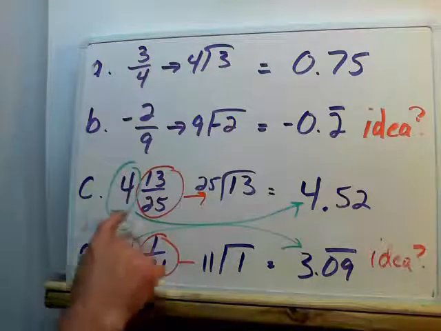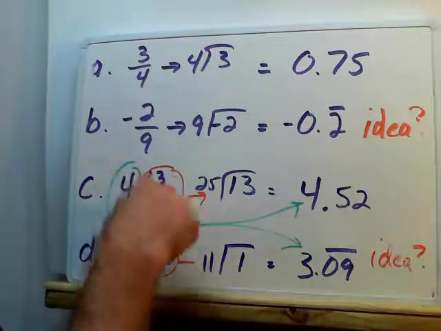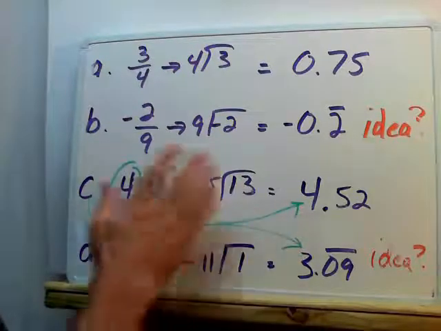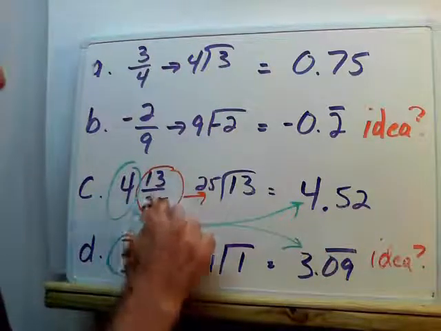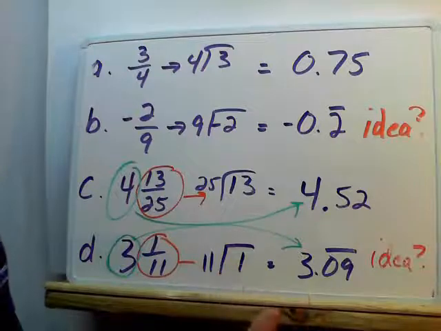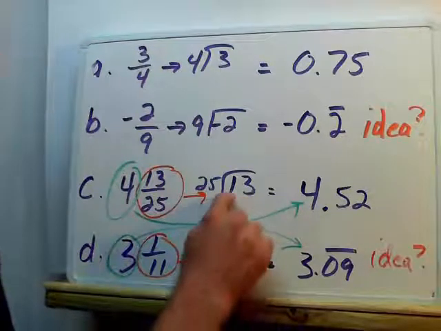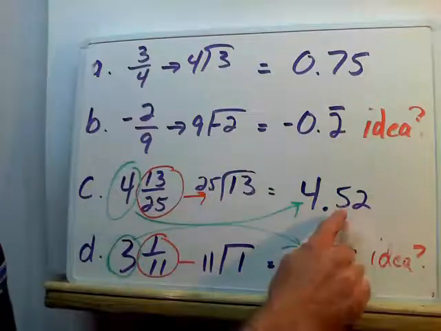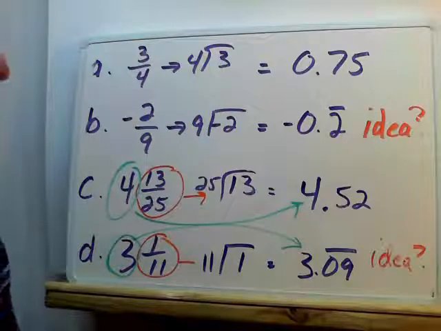Letter C. We have 4 and 13/25. Now the book says turn it again into an improper fraction. I say that's not necessary. Move the 4 over to here. All we need to do is figure out what 13/25 is. We can do this one of two ways. There's an easier way than this, like they showed you in the book. 13 divided by 25 in a calculator, you get 0.52. I realize that's very easy, but let's say you didn't have a calculator.